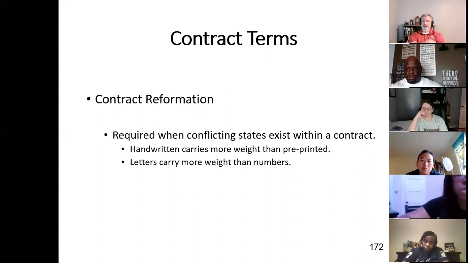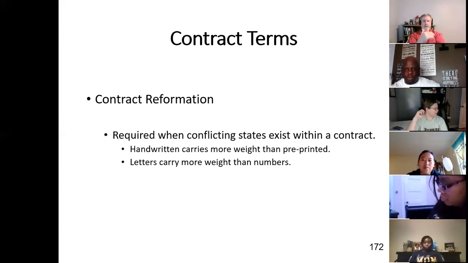Well, we have a contradiction here. One area in the check says $50, one area says $5. Well, which one are we going with? Hopefully you said $5, right? Because anytime you have a contradiction like that, letters carry more weight than numbers. So whatever you spelled out, that's what you're going with if there's a difference between the two. Everybody good there? Yep. So anything handwritten carries more weight than pre-printed. Letters carry more weight than numbers. All right.